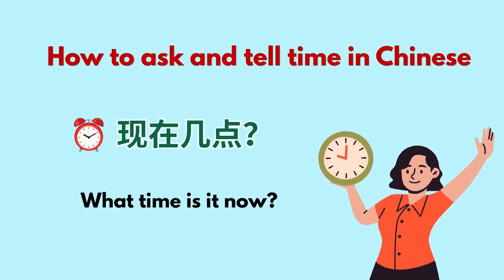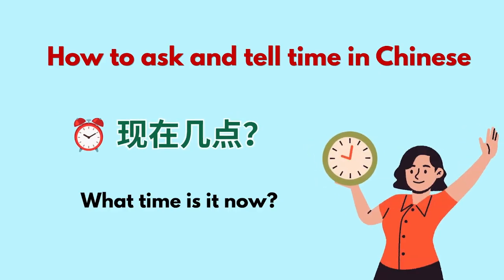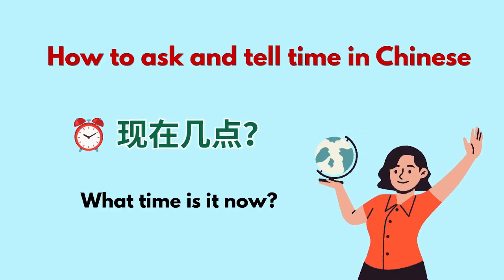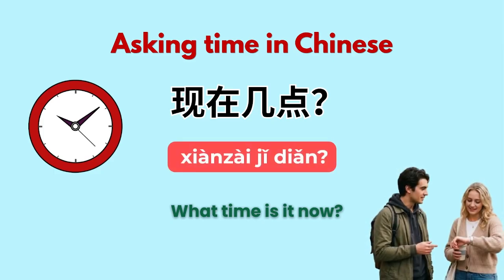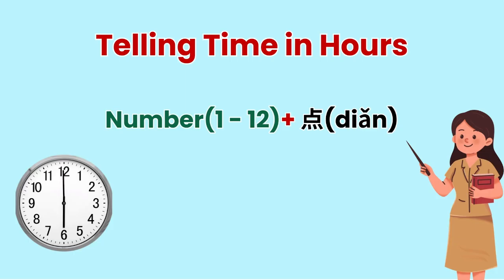Today you are going to learn how to ask and tell time in Chinese. If you want to ask someone for the time, you can say 现在几点? What time is it now? Vocabulary breakdown. 现在 now, 几 what number, 点 o'clock, 了 particle.